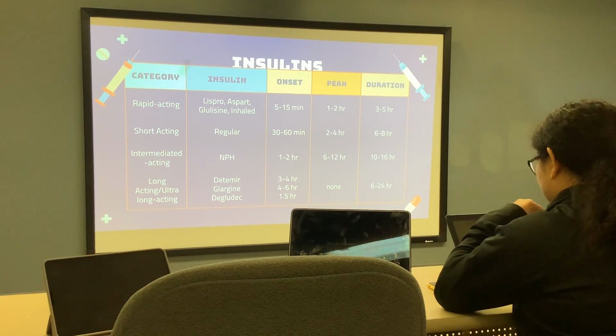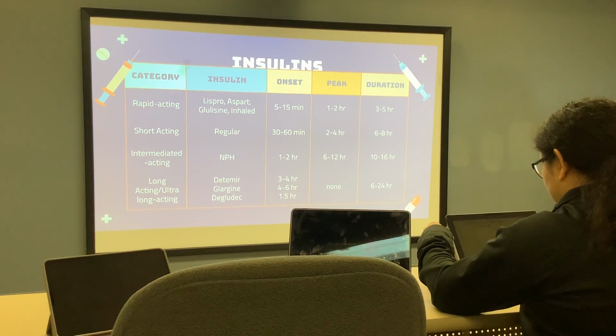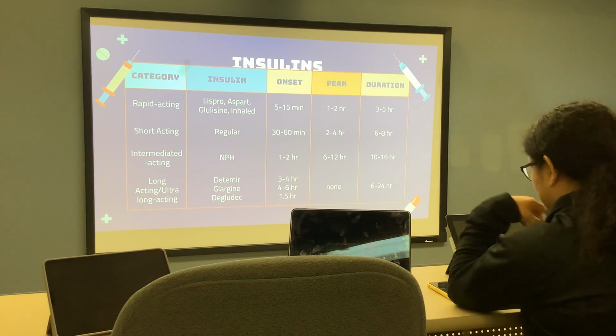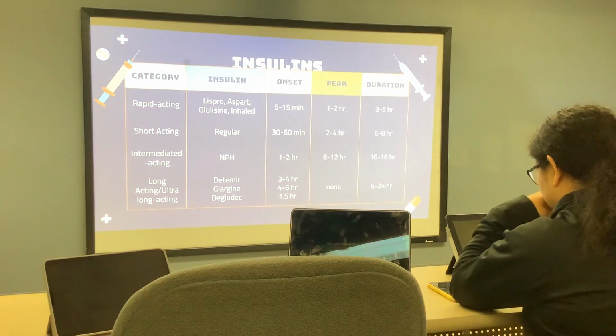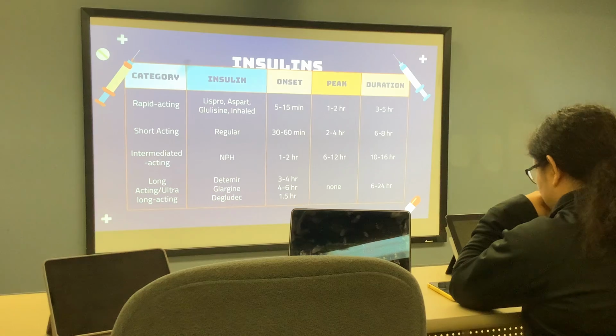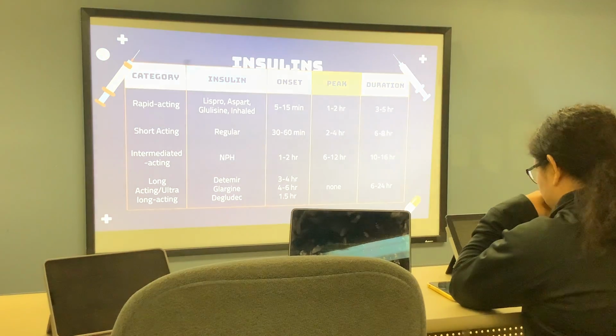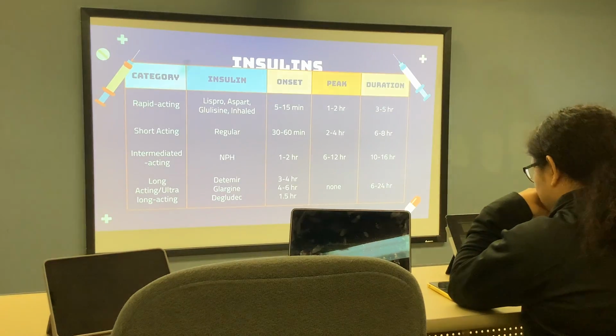The short acting, regular insulin. Short acting, onset 30 to 60 minutes. Peak 2 to 4 hours, duration 6 to 8 hours. Our intermediate acting is NPH, and that's onset 1 to 2 hours. Peak 6 to 12 hours, duration 10 to 16 hours.